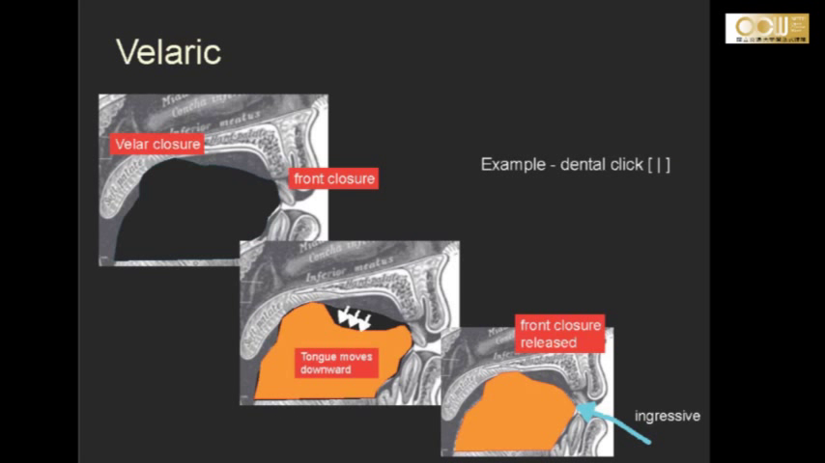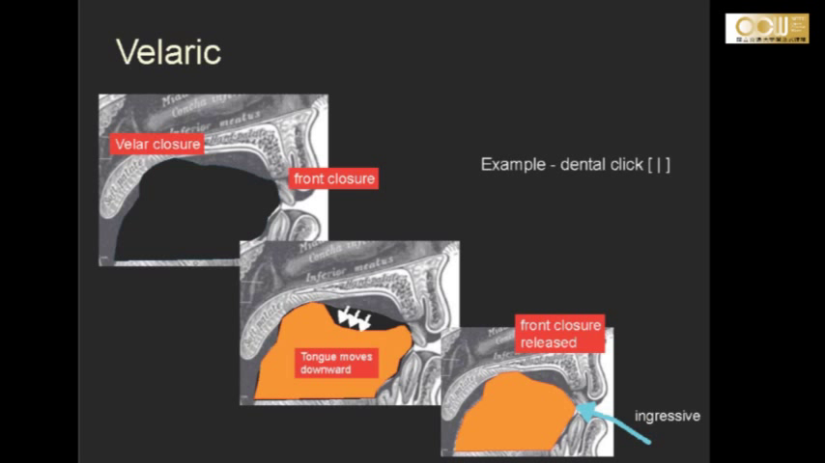For the velaric sounds, the way I remember them is: the end point of pulmonic sounds is your lung, pulmonic. But for glottalic, the end point is your glottis. And for velaric, the end point is your velum. That's why they are called velaric. And this is the click that we were doing last time. So you guys have no problem doing a dental click.